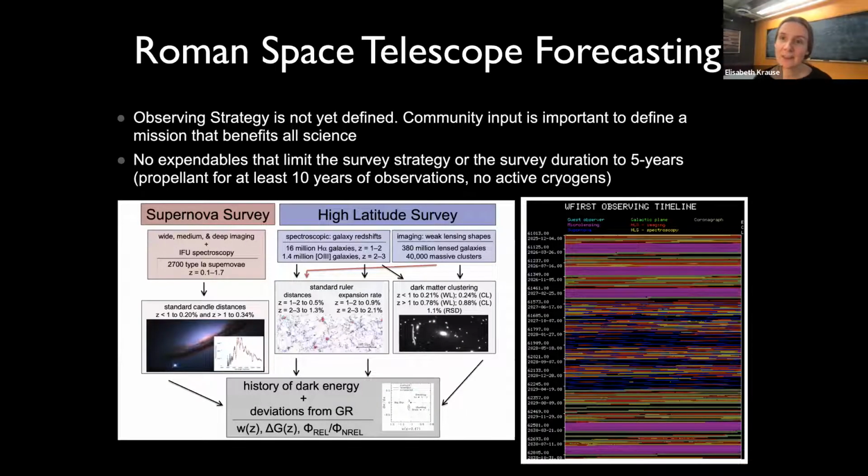In a standard view, the Roman Space Telescope will constrain cosmology through a supernovae survey, providing wide, medium, and deep imaging, and the high latitude survey, having both a spectroscopic and imaging component to do spectroscopic clustering and weak lensing. Importantly, though, the observing strategy is not yet defined, and will take into consideration community input. On the right-hand side is one possible realization of the Roman observing timeline, showing in different colors the different observing programs. And red here is the imaging component of the high latitude survey.